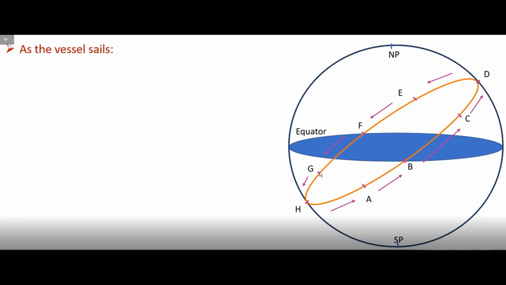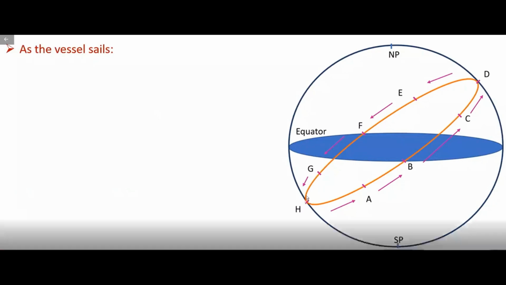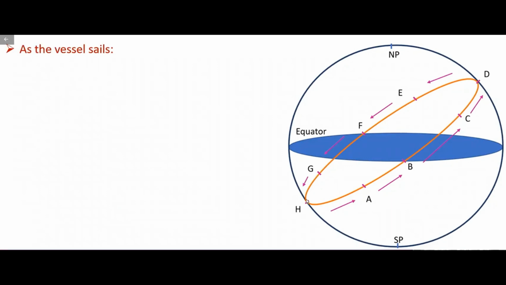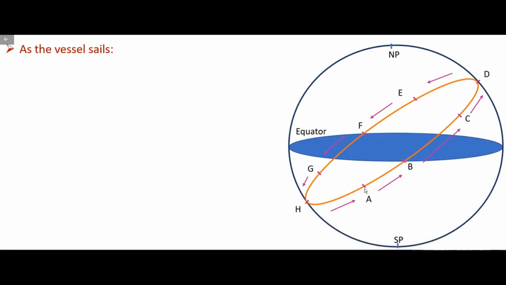So F to G, Foxtrot to Golf, Golf to Hotel will be the stretch in the southern hemisphere, and at H point, Hotel point, it will reach its maximum southerly latitude. After crossing H, again the latitude will start to decrease and it will come back to A. So this is a complete great circle track around the Earth. So is this clear up to here, beta? Yes, sir. Okay, very good. Let's proceed.